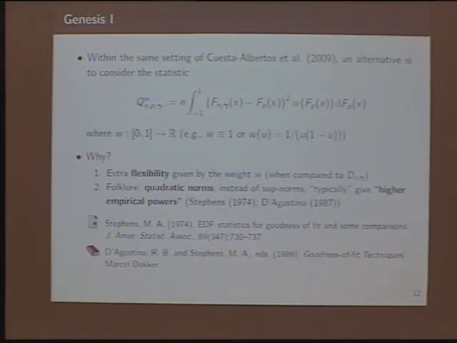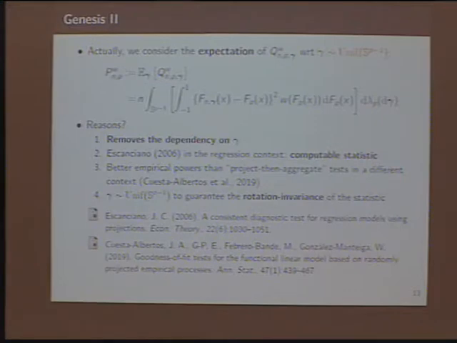Right, so then it still depends on gamma. So the next point is, okay, let's try to alleviate that dependency on gamma. Obviously, let's try to integrate that with respect to the distribution of gamma. This is indeed really related with Juan Carlos Scanciano's ideas in the regression context, and mostly guided by the fact that at the end of the day, you can achieve a computable statistic. So this removes the dependency on gamma, of course.